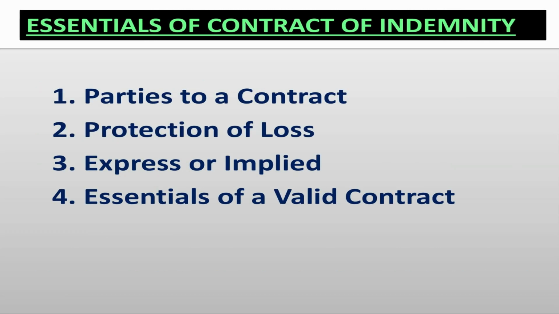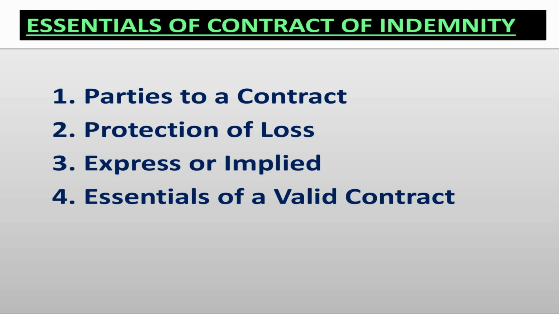Essentials of contract of indemnity. Number 1, parties to a contract. There must be two parties, namely the promisor or indemnifier and the promisee or indemnity holder. Number 2, protection of loss. A contract of indemnity is entered into for the purpose of protecting the promisee from the loss. The loss may be caused due to the conduct of the promisor or any other person. Number 3, express or implied. The contract of indemnity may be express or implied.